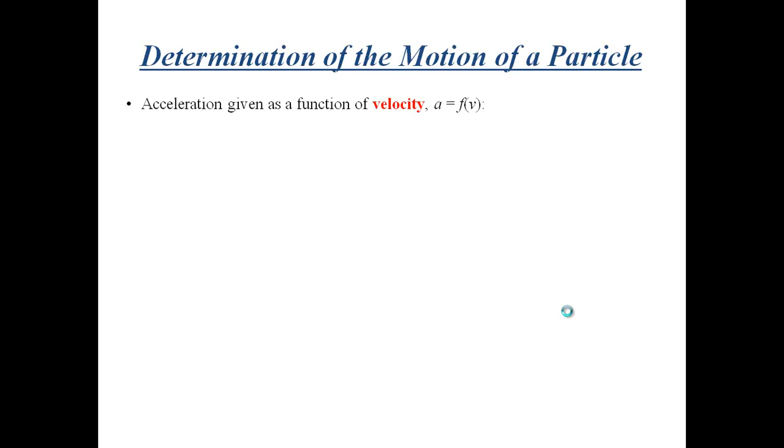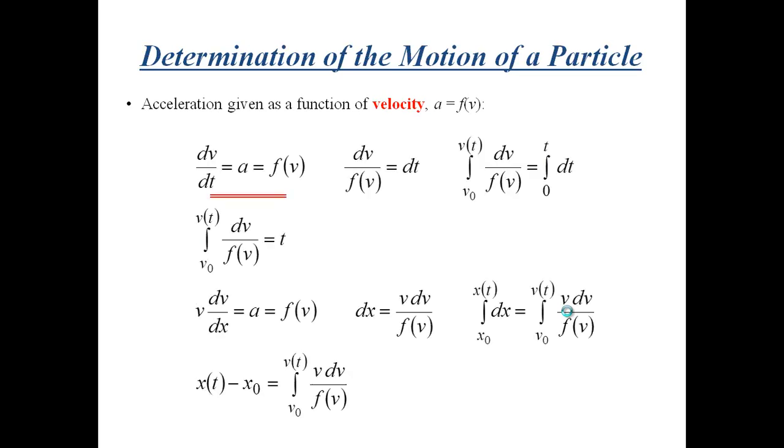Okay. The third one is acceleration given as a function of velocity, a is equal to f of v. So you can see the first term, dv by dt is equal to a, is equal to function of velocity. Then dv by f of v is equal to dt, so we are rearranging the term. And then similar to the earlier cases, we are substituting the initial and final velocity and the initial and final time. And we got the relation integral v0 to v of t dv by f of v is equal to t.